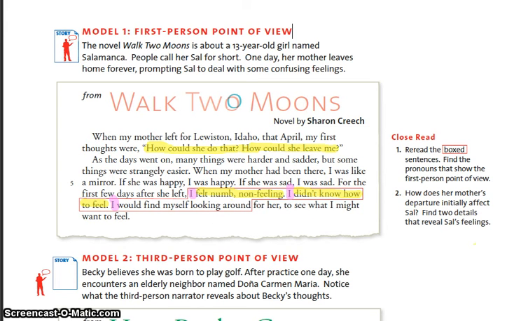Go ahead and open up your notebook, and we're going to write out our answer to question number 2. Number 1, since we highlighted the answers right here, we don't need to write out the answers. We're going to restate the question, answer the question, use 2 details from the passage to support our answer, and then have a concluding sentence.